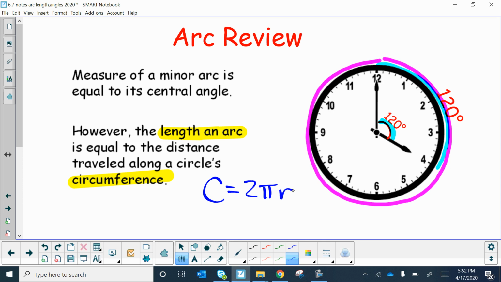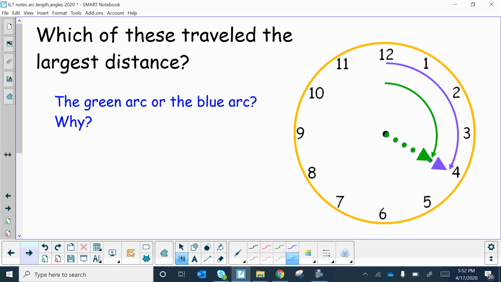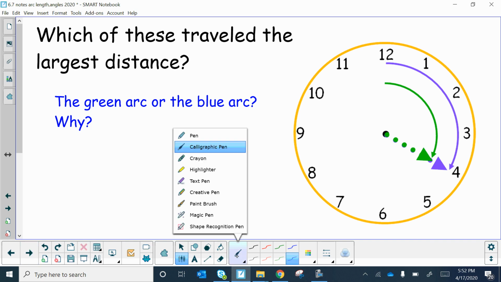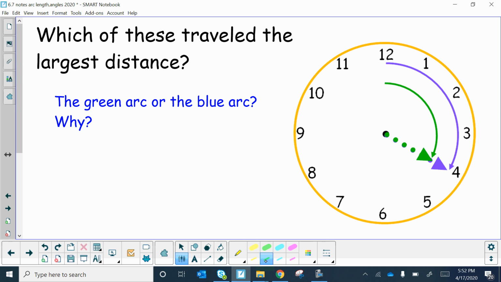Now, I don't want a full circle. I don't want a full length. All I want is a portion of it. So here's how we're going to discover that. Let's start off by looking at these two arcs. You have this green arc and that blue arc. Which of these do you think traveled the larger distance, the green arc or the blue arc? I think most of y'all would probably say that the blue arc would be a larger distance, because if I go from there to there, it seems shorter than going from there to there.